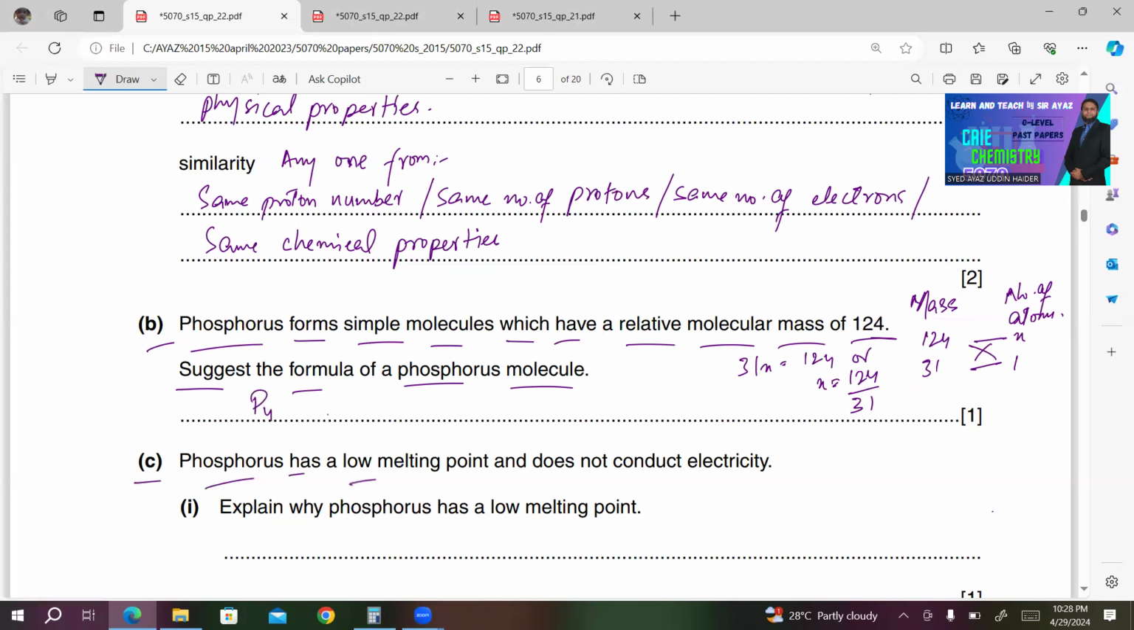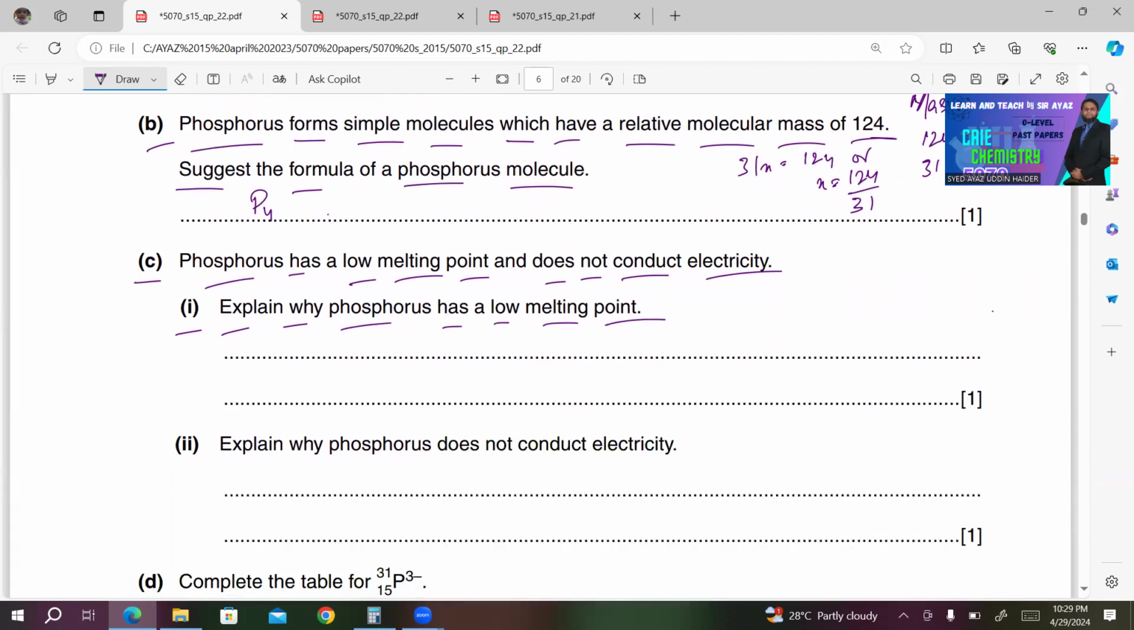C. Phosphorus has a low melting point and does not conduct electricity. I won't explain why phosphorus has a low melting point. It's due to weak intermolecular forces, and due to this reason, a less amount of energy is needed to break down the force.